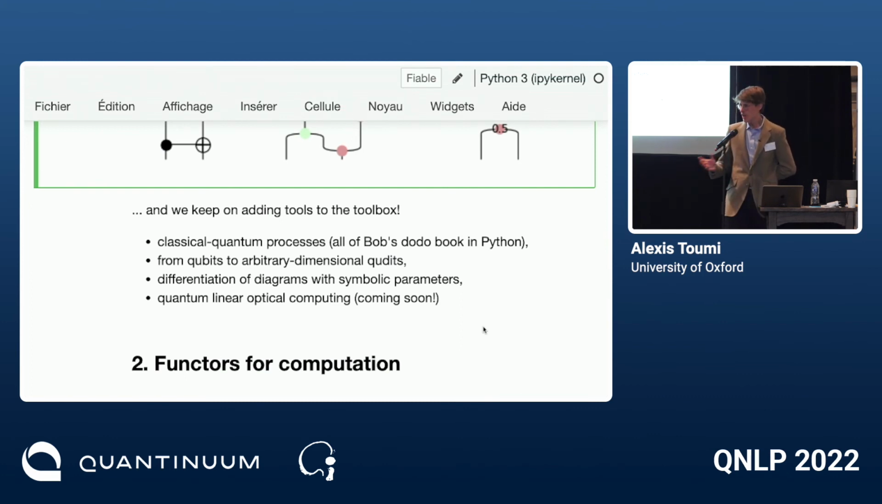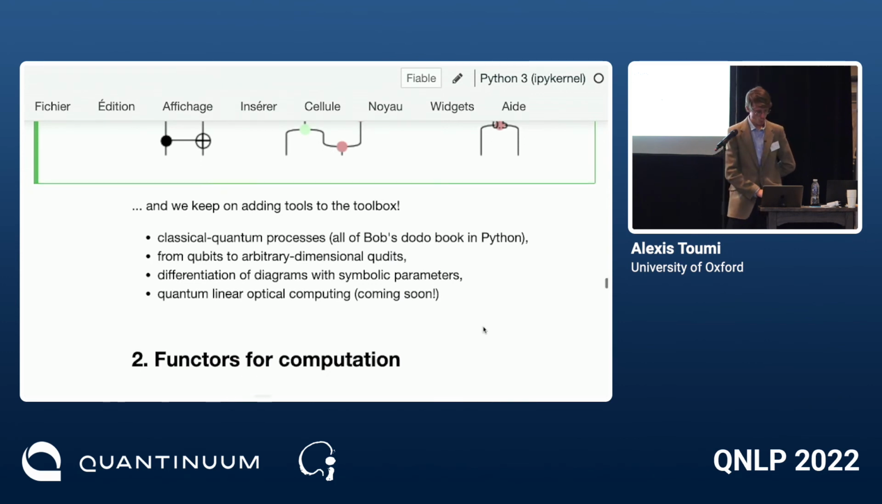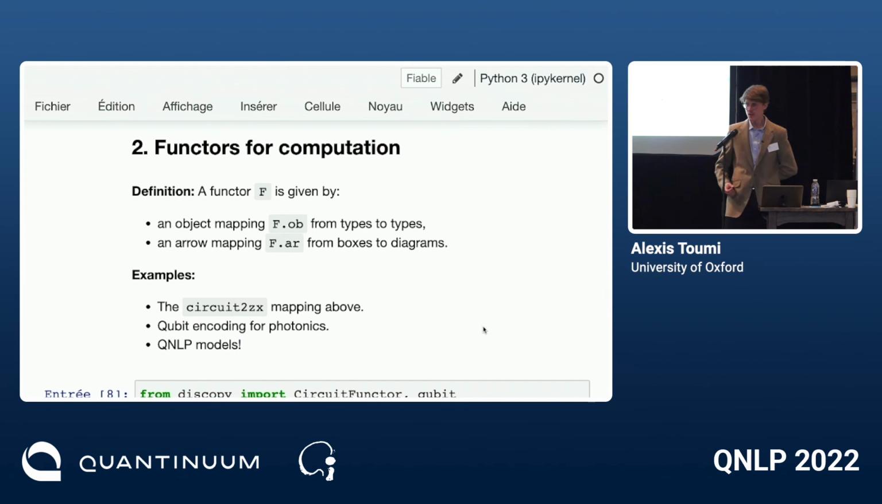And now, OK, we have diagrams. Diagrams are very general. They can represent cooking recipes, grammatical reductions, and quantum processes. What do we do with these diagrams? Well, functors take a diagram and interpret them. So what is a functor? It's got an object mapping. It sends types to types. And an arrow mapping. It sends boxes to diagrams. So one example would be circuit to ZX, as we've just seen before. Another example would be qubit to photonics. That's what we're working on.